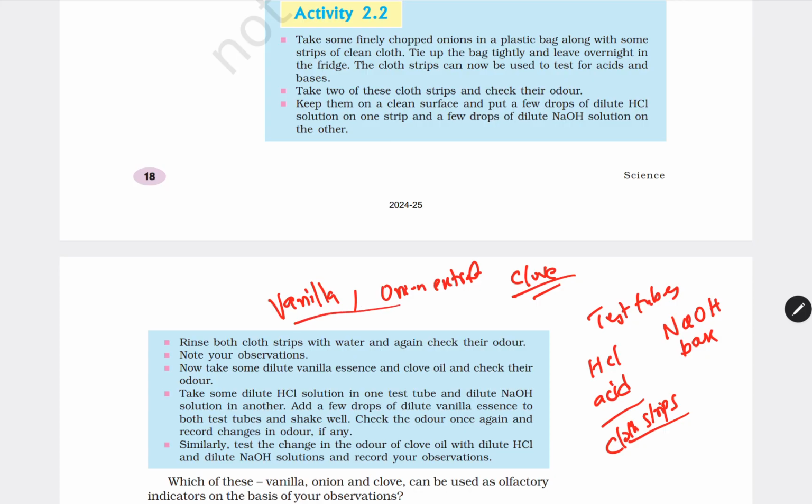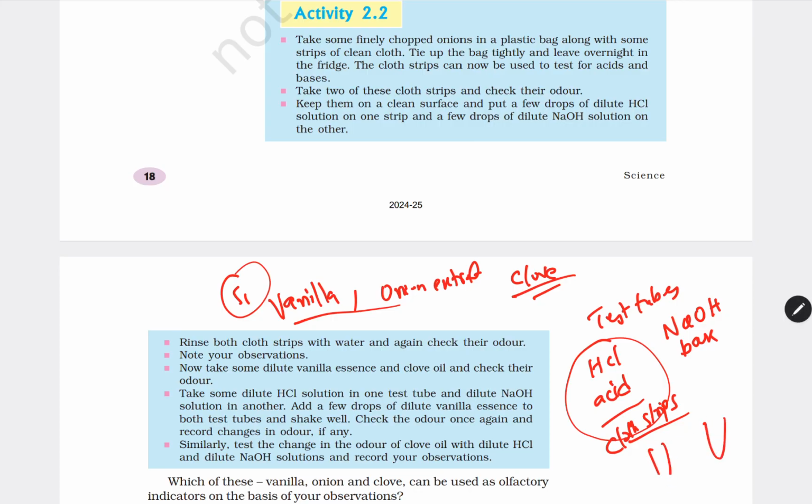Now step 2, this is step 1, first soaking. Now rinse the one strip with water and check whether its odor changes. Record the observation. So first we rinse it. Step 3, add a few drops of dilute HCl to one test tube. That is, in one test tube we are putting HCl and in the other test tube we are keeping NaOH. So soak one cloth strip in the HCl solution and the other in the NaOH solution, two solutions.